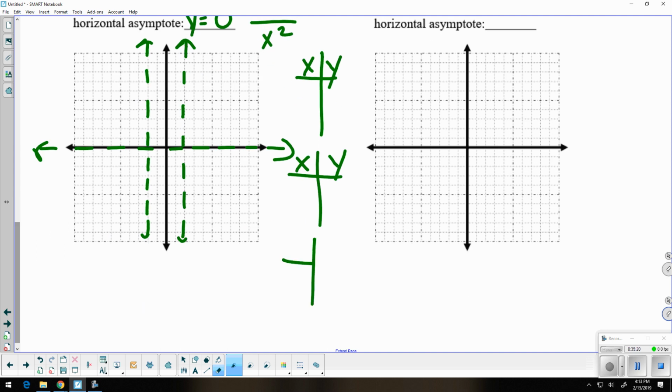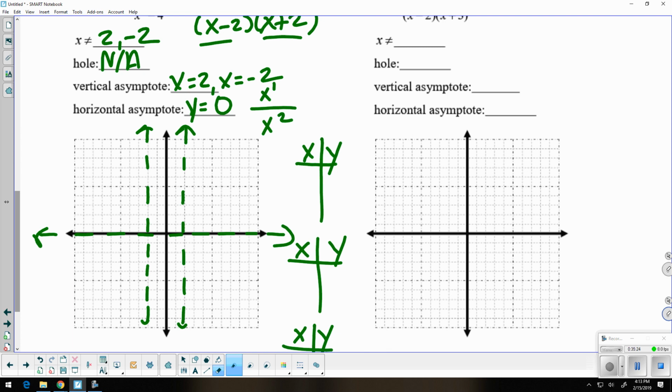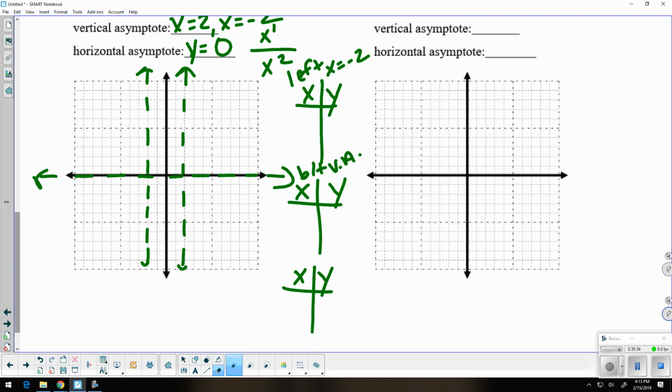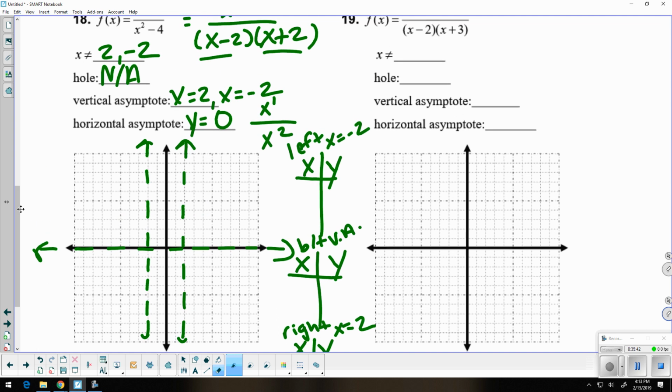So again, as far as choosing numbers, you need to choose numbers that are to the left of x equals -2, between the vertical asymptotes, choose x's in between those two, and then choose x's that are to the right of x equals +2. Okay, so plugging in numbers. If I want to plug in numbers to the left of -2, I'd probably plug in like -3. We'll just do a couple, -3, -4.